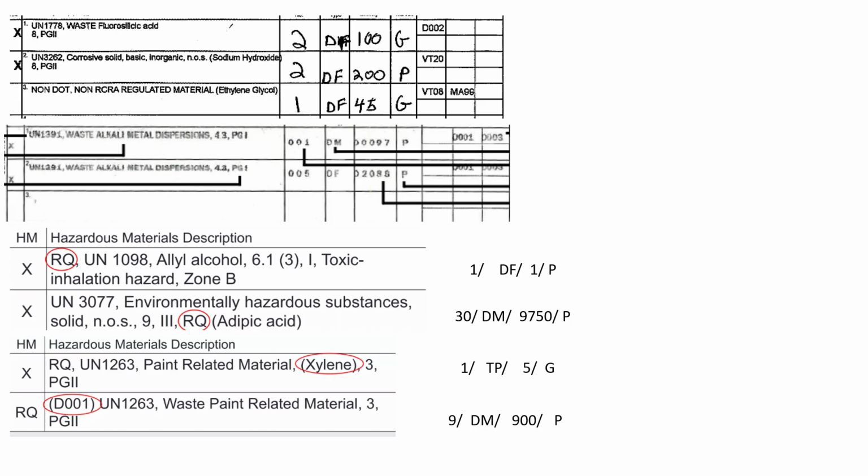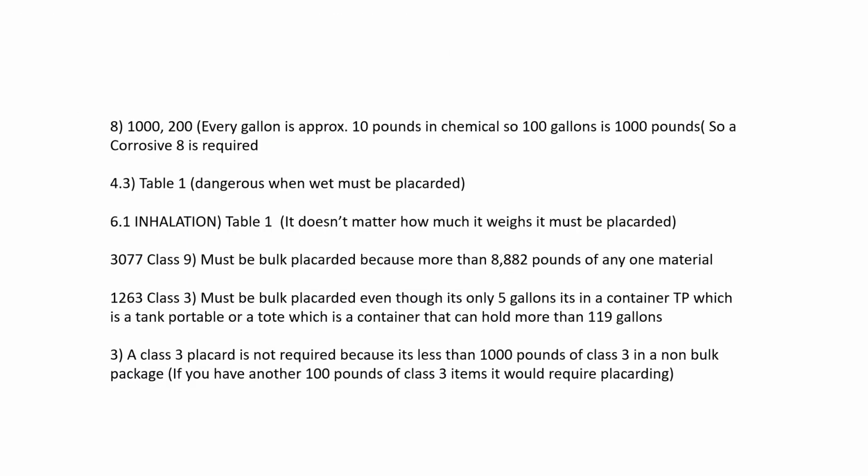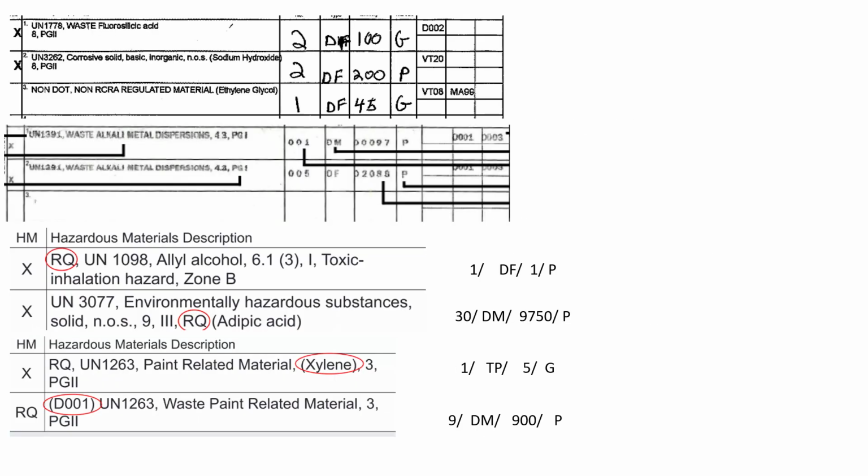The next one down is UN 1098 6.1 secondary Class 3 toxic inhalation. 1 pound. It's in a drum fiber. One drum fiber that weighs 1 pound. 6.1 inhalation, Table 1. It does not matter if it only weighs 1 pound. It has to be placarded. So now we need a Class 8, a 4.3, and a 6.1.